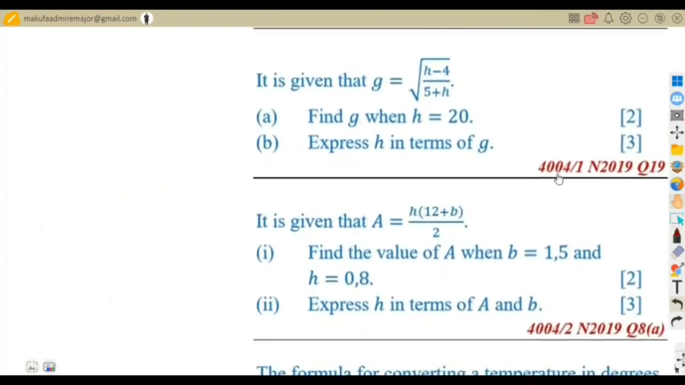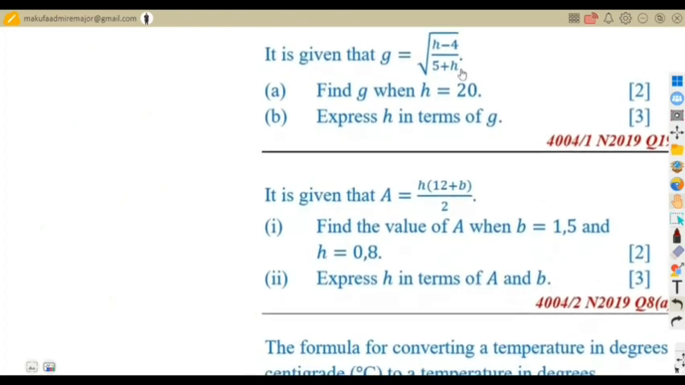Then we move on to the other part, whereby we are given g is equal to the square root of h minus 4 over 5 plus h. Find g when h is 20. So this one, we are back again to our normal substitution that we are doing in this case, whereby we are simply substituting. This is paper 1, so we have to simplify properly, substitute everything, then simplify. We do not have calculators, remember, in paper 1.